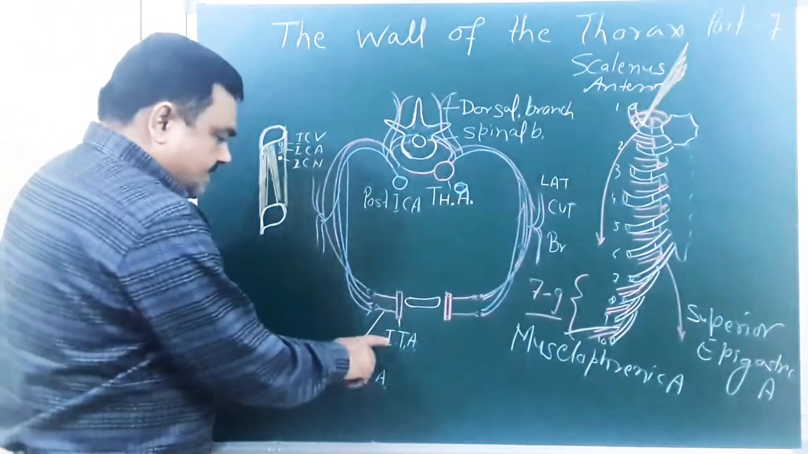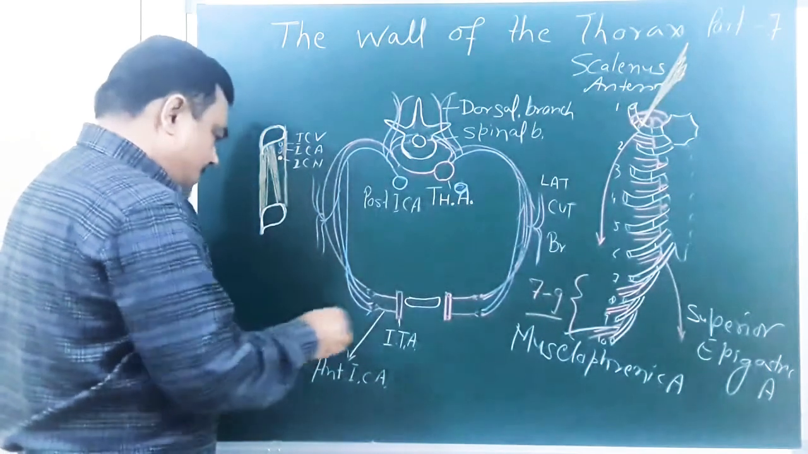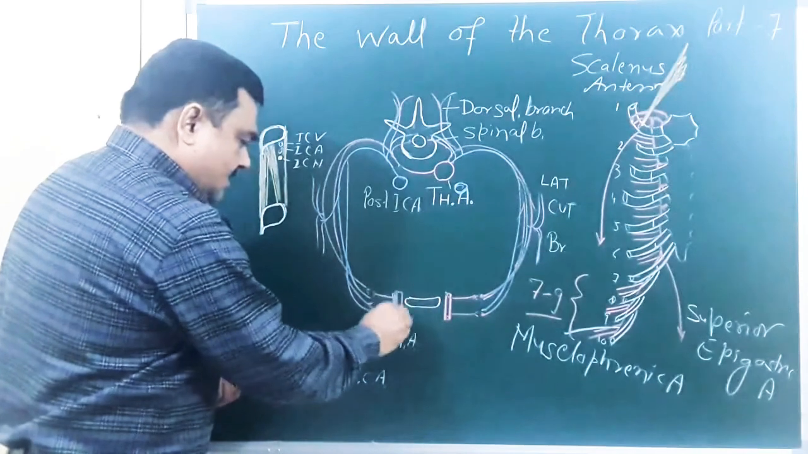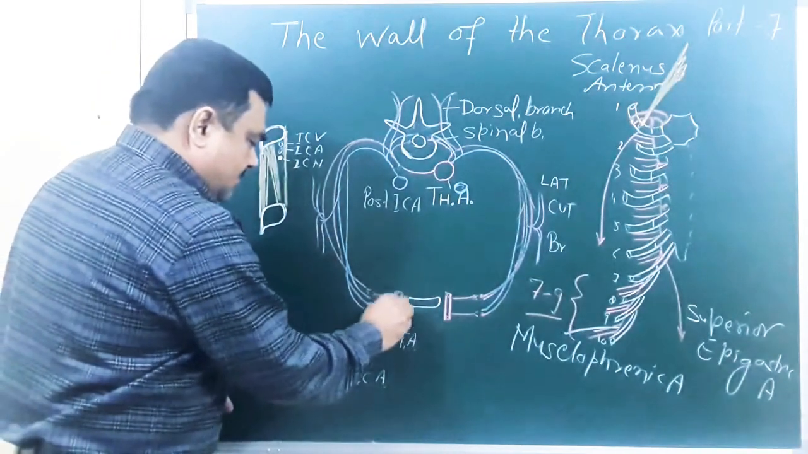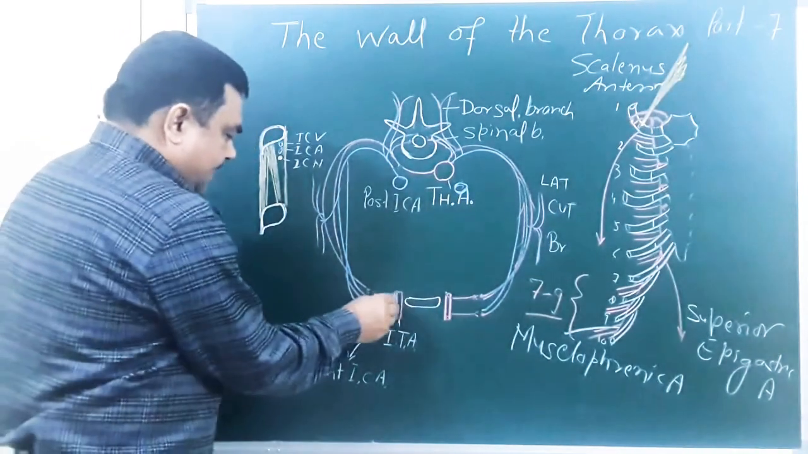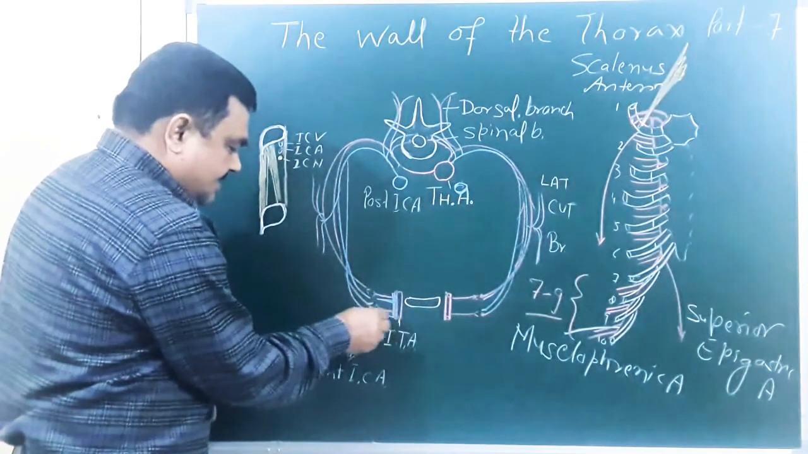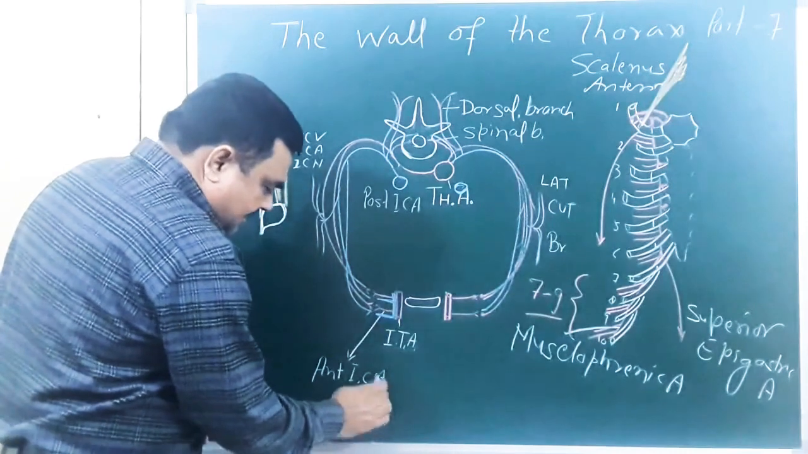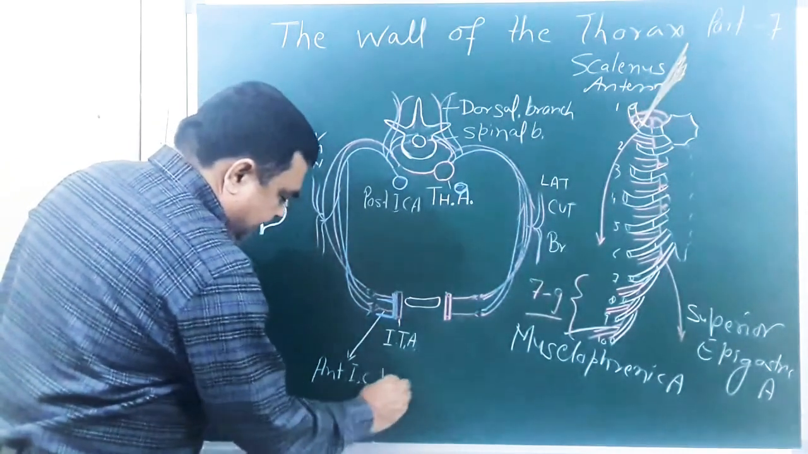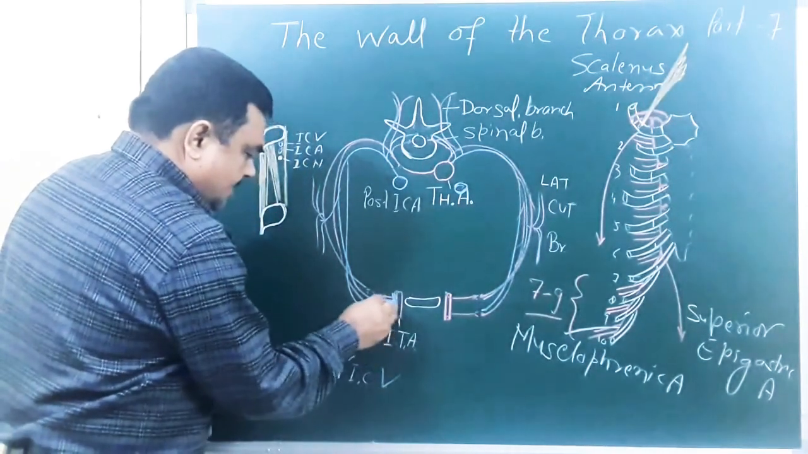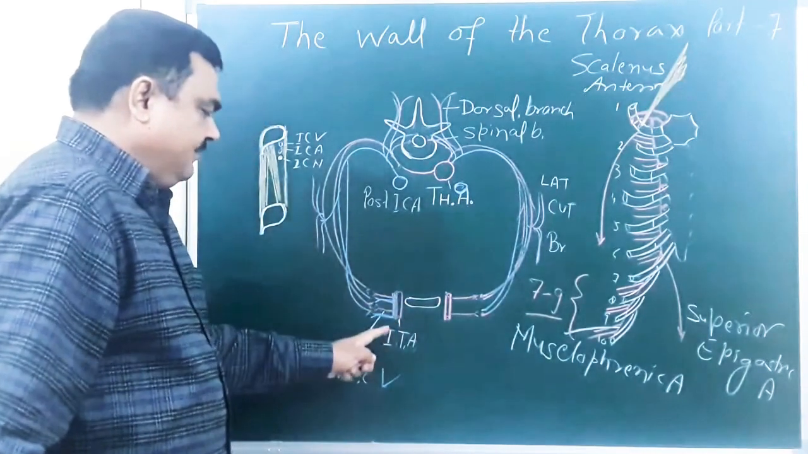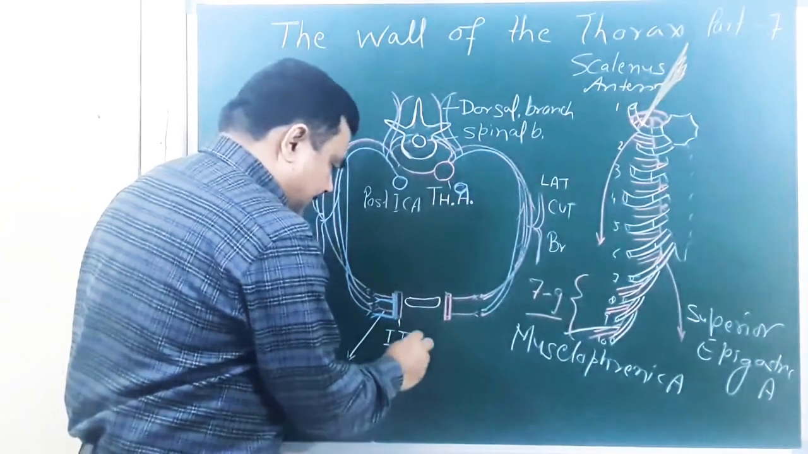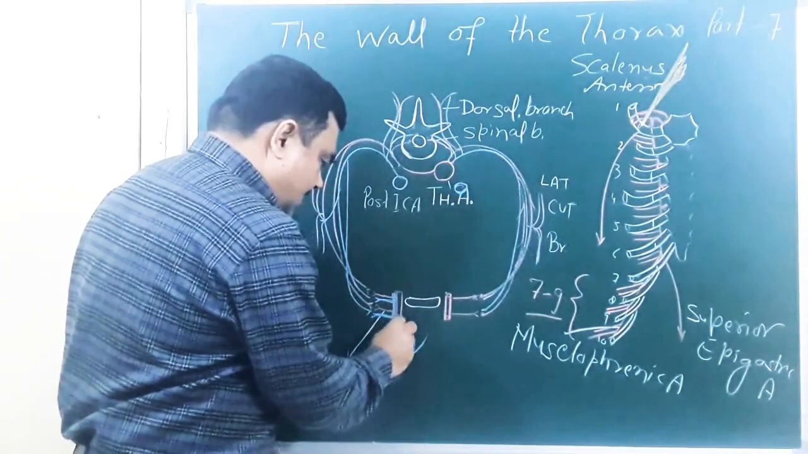And here, this is internal thoracic artery. Here is internal thoracic vein, which accompanies the artery. And here is anterior intercostal vein, which drains into this internal thoracic vein. This is internal thoracic vein.